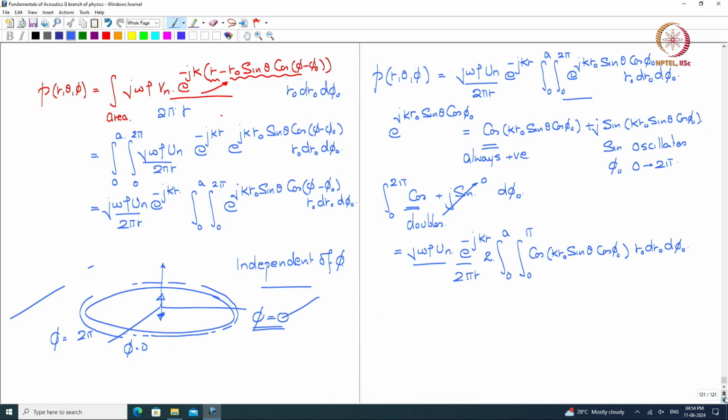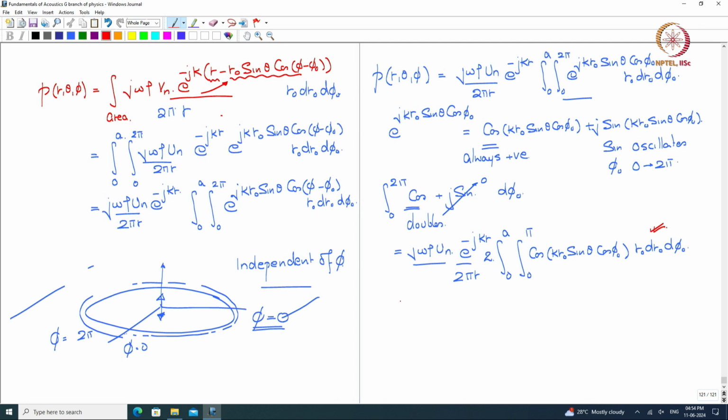So, we have been looking at the piston in a baffle problem, and we started off with the Rayleigh integral, and we have specialized the Rayleigh integral for the piston case, and after simplifications we have arrived at this situation here. Now we look at the d phi integral first.